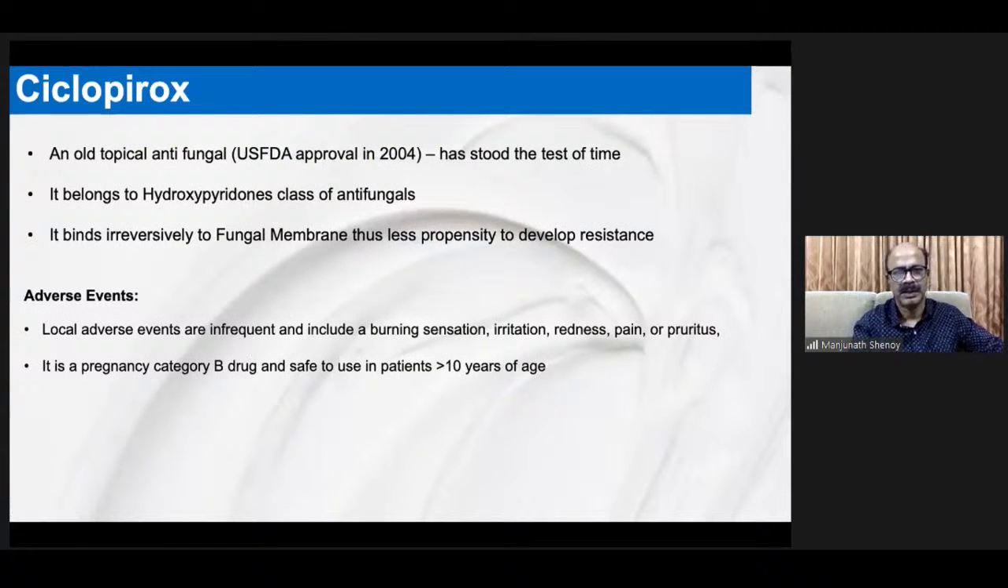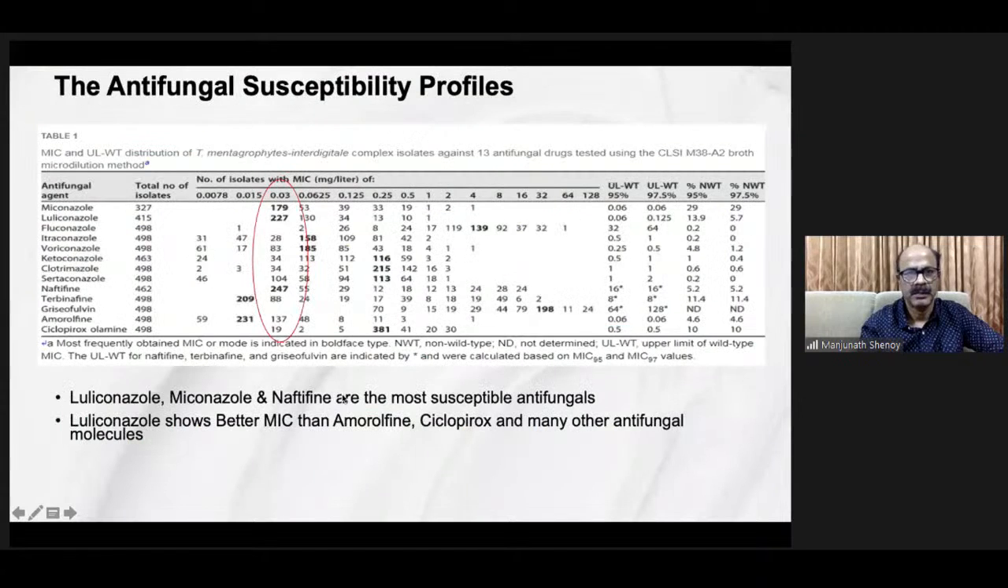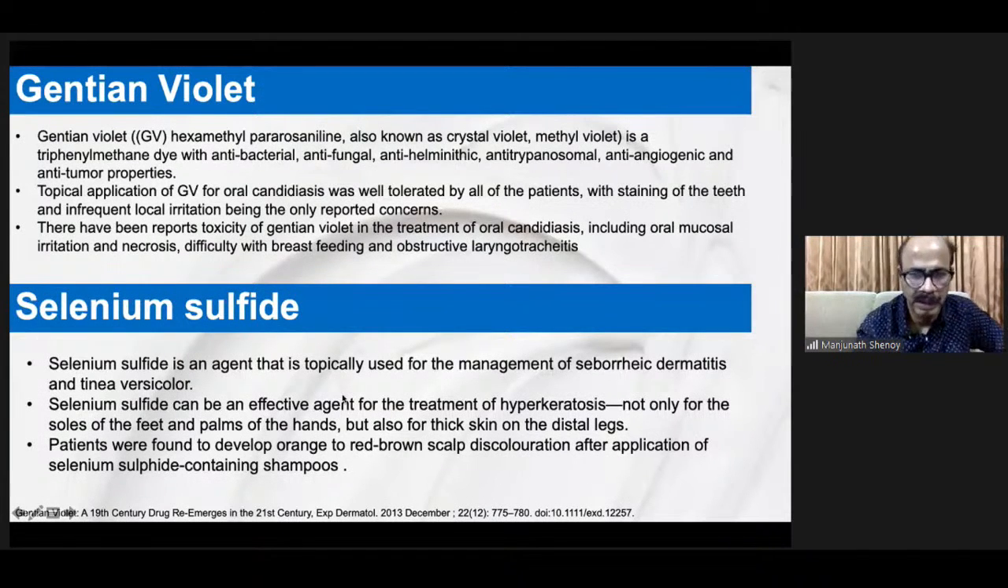Ciclopirox is a novel molecule because it also works by a different mechanism. It inhibits the trivalent cations, thus interfering in the activity of certain enzymes like trivalent cation dependent enzymes like catalase and some of the cytochrome enzymes. It is one of the older molecules. Even that seemed to be no comparison to luliconazole when it comes to in vitro studies. The MIC values are much better for luliconazole. So I think we have done a good amount of discussion on the various studies.